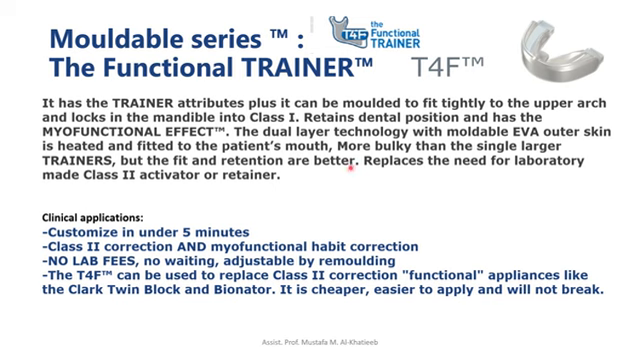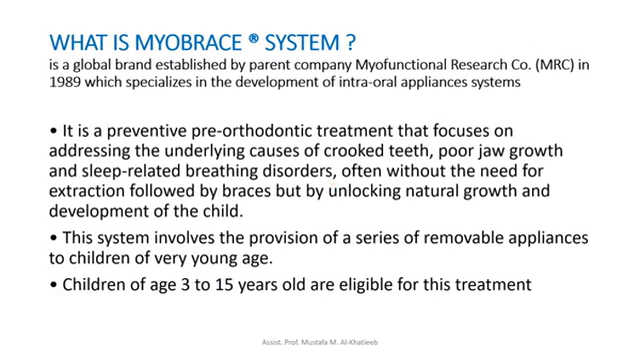respiratory system. Clinical application: customized in under 5 minutes, class 2 correction and myofunctional habit correction, no laboratory fees, no waiting, adjustable by remodeling. Trainer for functional can be used to replace the class 2 correction functional appliances like clock, twin block, and bionator. It is cheaper and easy to apply.